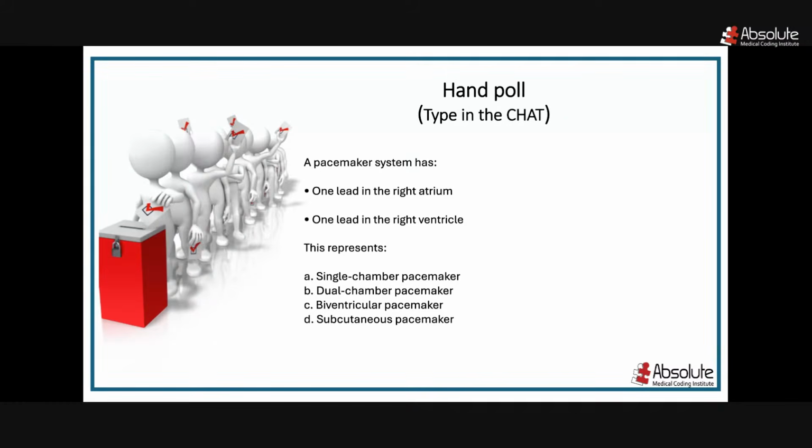A pacemaker system has one lead in the right atrium and one lead in the right ventricle. This represents option A, a single chamber pacemaker, option B, a dual chamber pacemaker, option C, a biventricular pacemaker, or option D, a subcutaneous pacemaker. What say you, coders?